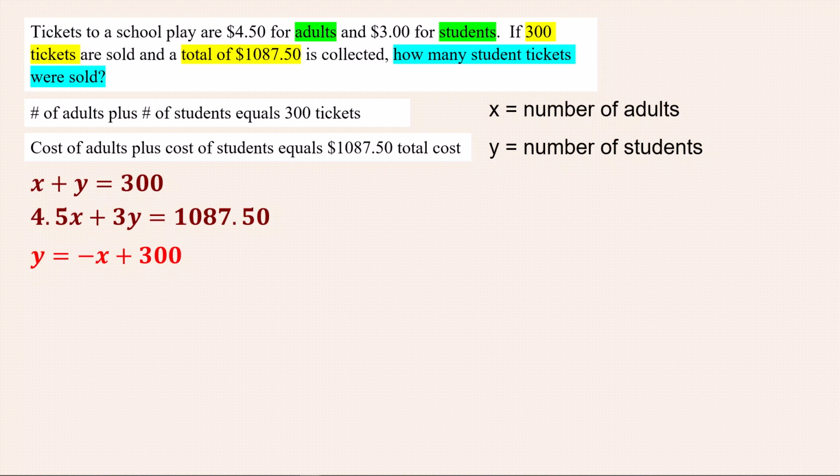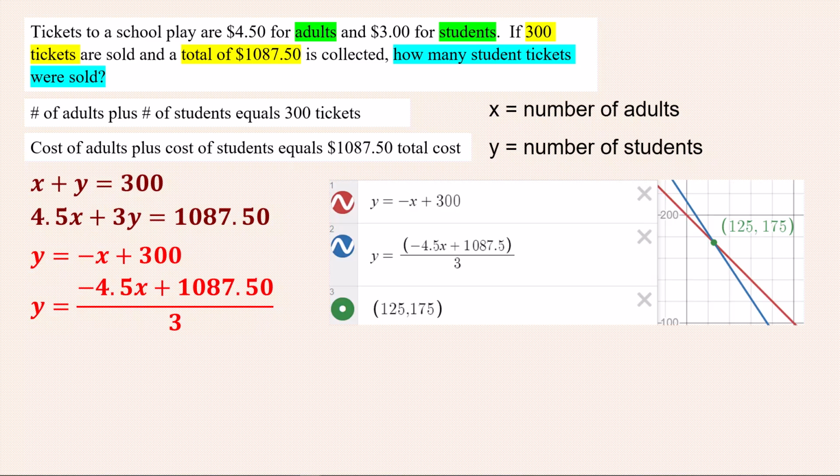In the second equation, the x term is subtracted, and then both sides are divided by the value 3, leaving y isolated on the left with the expression negative 4.5x plus 1,087.5 all over 3 on the right side. Both equations are graphed in Desmos, and we see the resulting point, 125, 175, as the solution, representing 125 adults and 175 students.